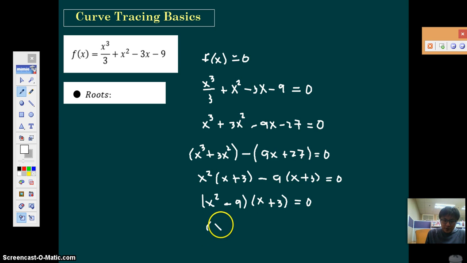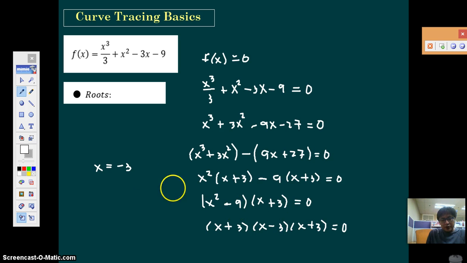So x squared minus 9 is of course x plus 3 times x minus 3, factoring it as a difference of two squares, multiplied by the other factor x plus 3, equals 0. So we have now the values that will make the function 0, and those are negative 3 for this factor and this factor, and then 3. So obviously the roots of the polynomial are the points negative 3, 0, and 3, 0. Of course, when you substitute negative 3 and 3 back to your function f of x, you will get 0 since we solved it for 0. So the roots are negative 3, 0 and 3, 0.